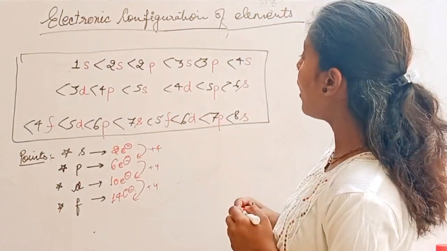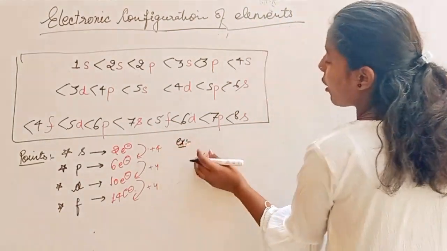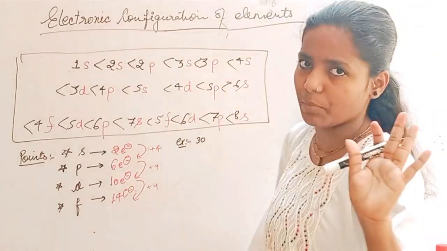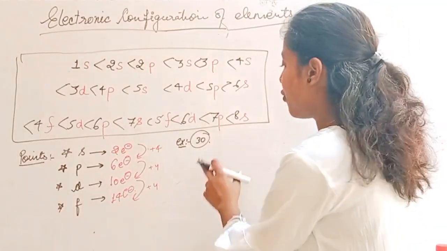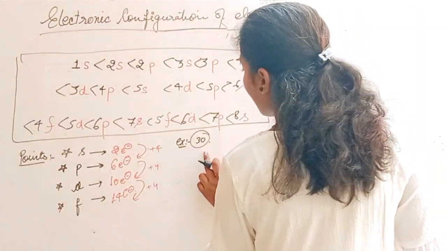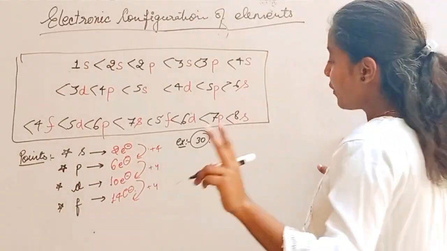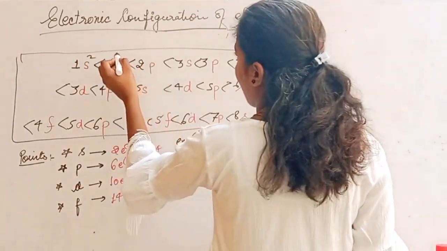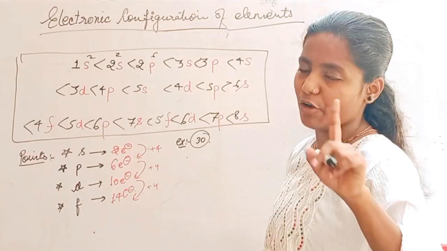Clear? Now let's talk about writing the electronic configuration. I want you to write the electronic configuration of the 30th element in my periodic table. Any number. How are you going to put it? 1s. Now s has 2 electrons, we know. So you put 2, then again 2 for the next s, and P is 6. How much have we done? 10 electrons have been filled.